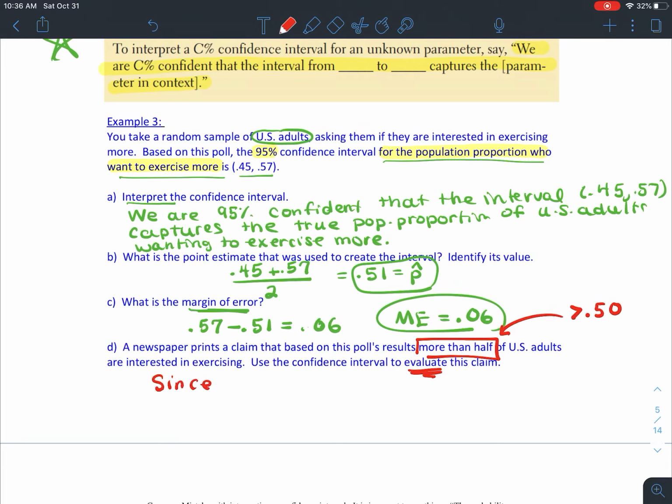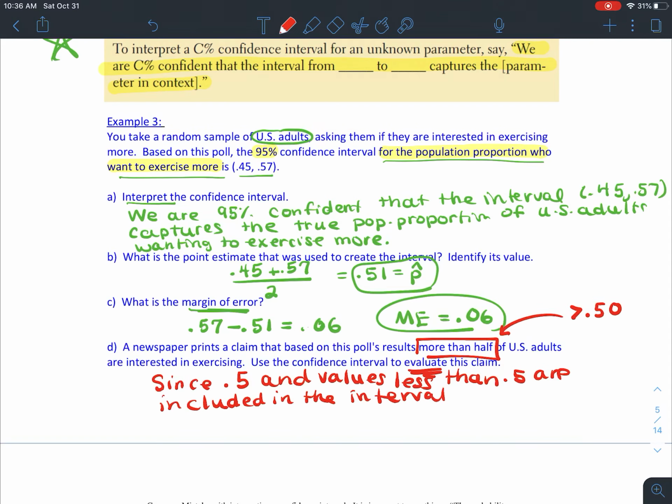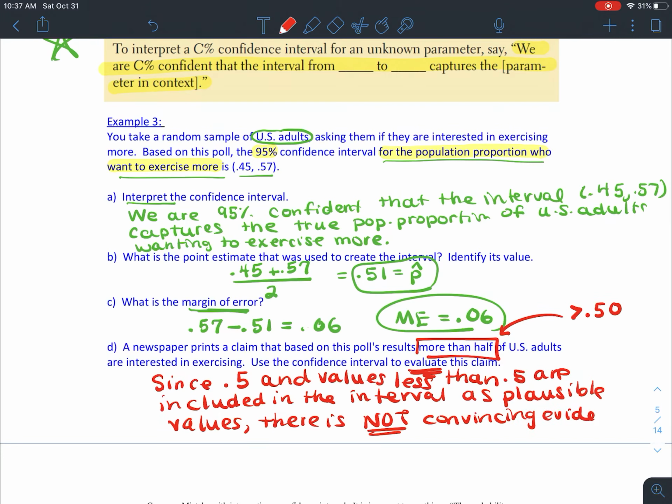And so here's what we're going to say. We're going to say since 0.5 and values less than 0.5 are included in the interval as plausible values, there is not convincing evidence that more than half of U.S.